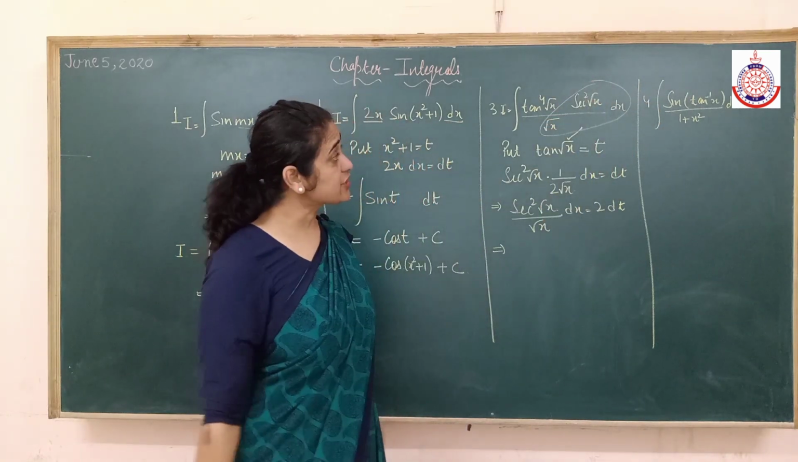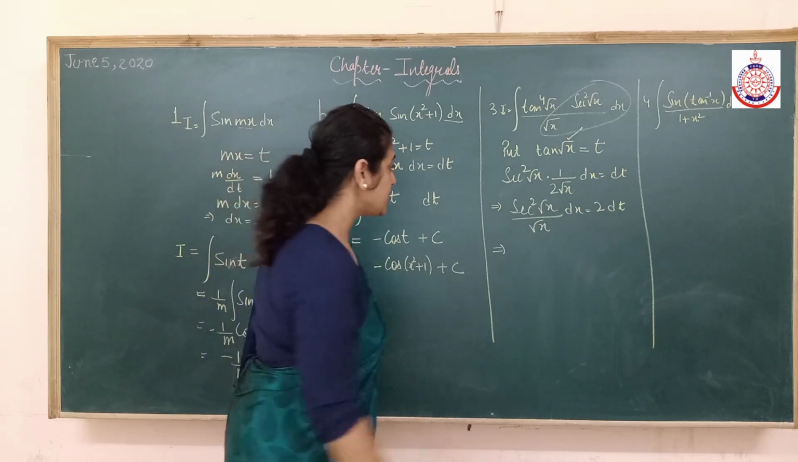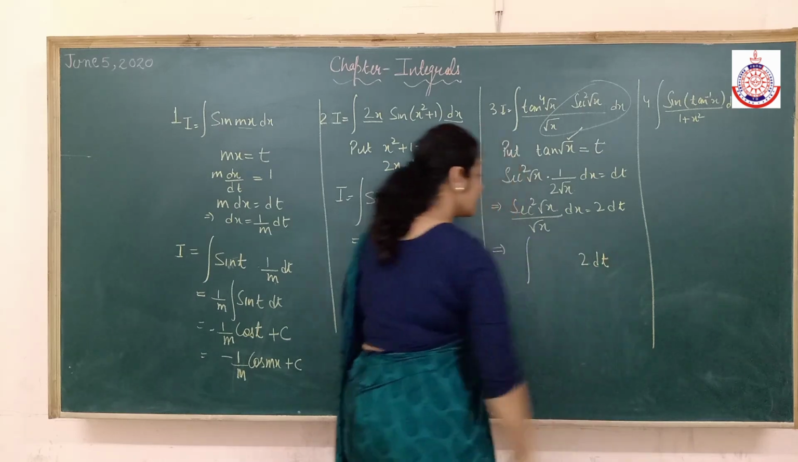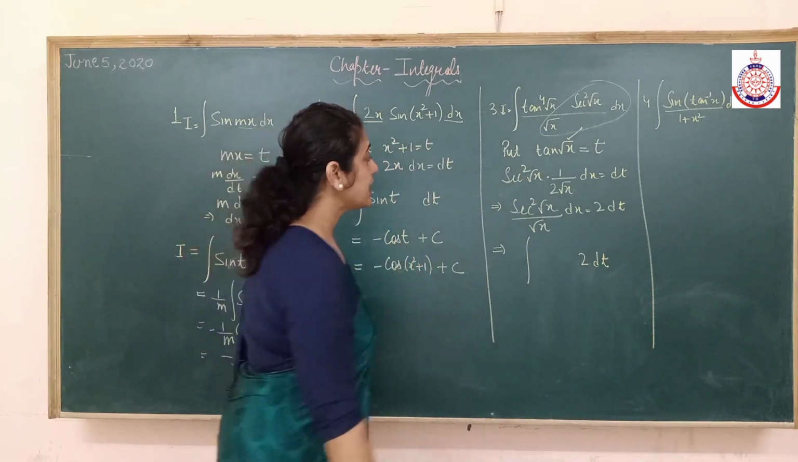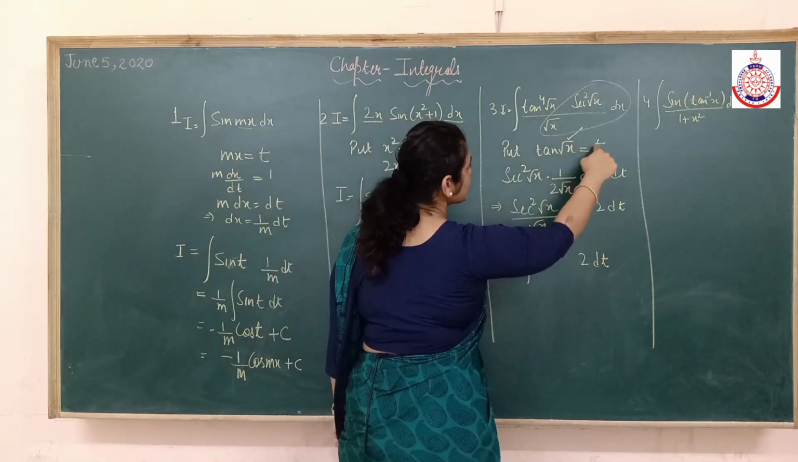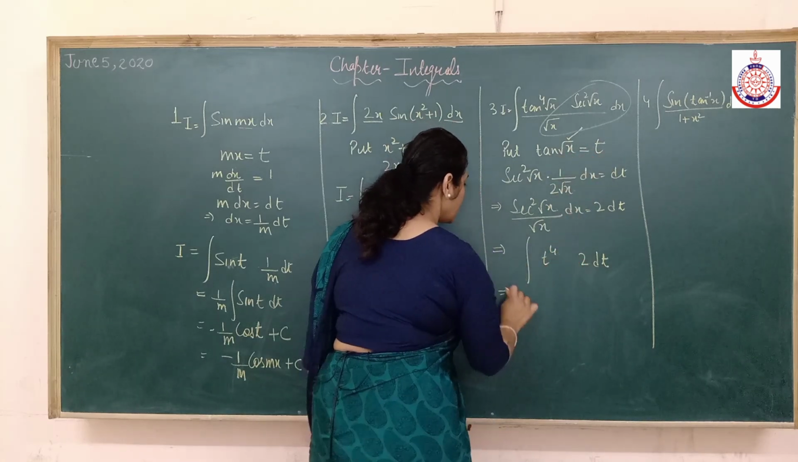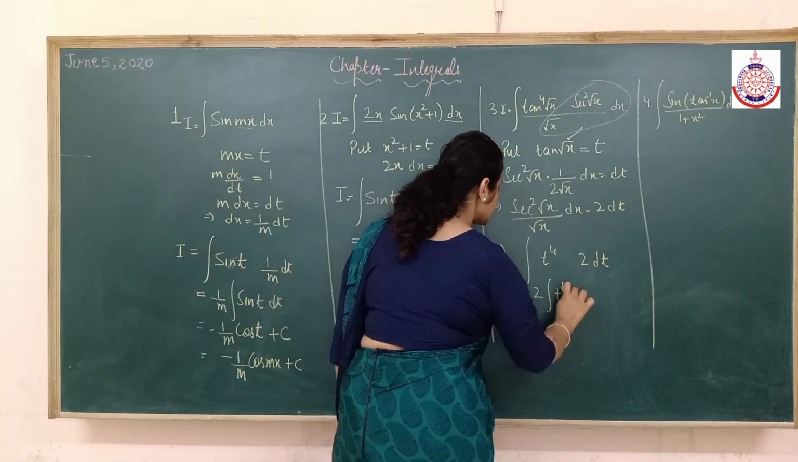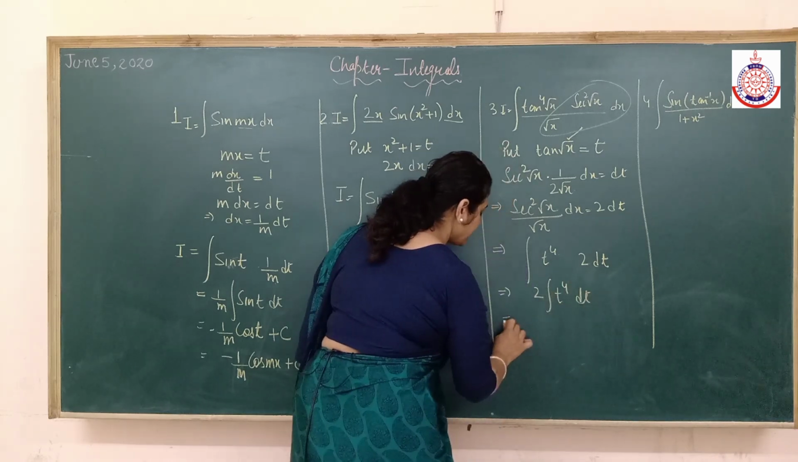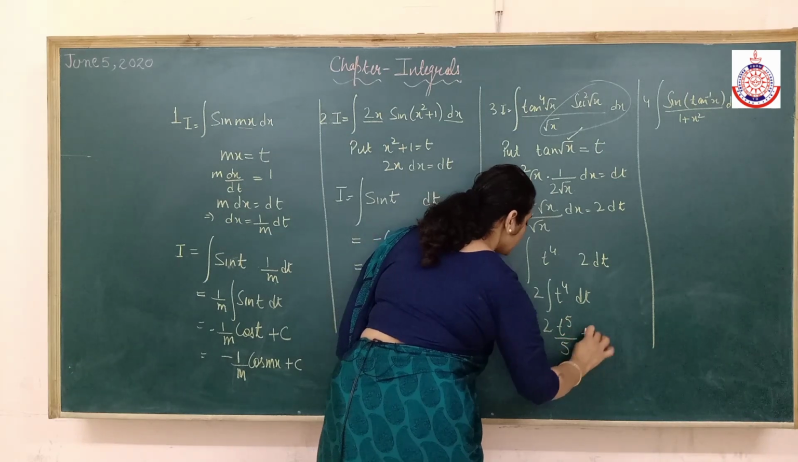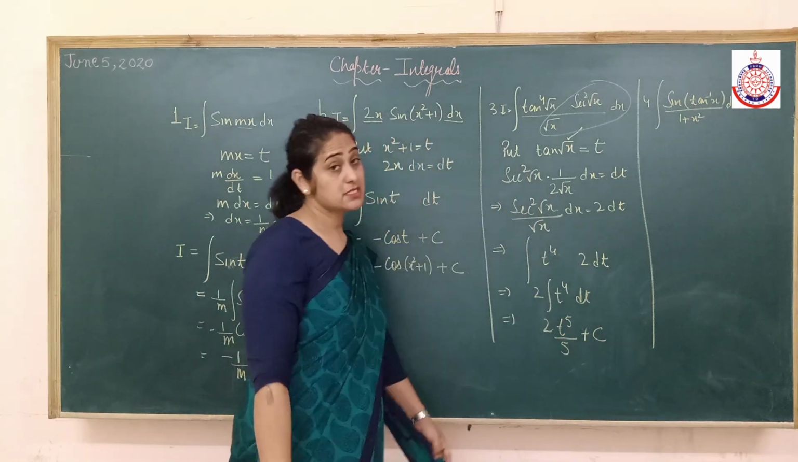In place of secant square root x upon root x into dx, what can I write? 2 into dt. Is it clear? And the value of tan root x is t. So it becomes t raised to power 4. The constant can go out. Now it is a simple question. Increase the power by 1, divided by the increased power, plus c.